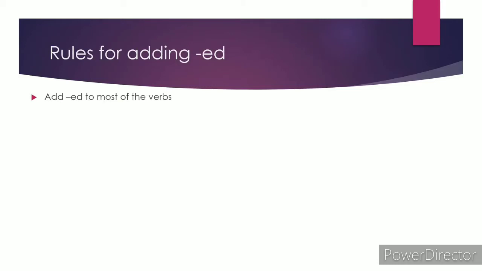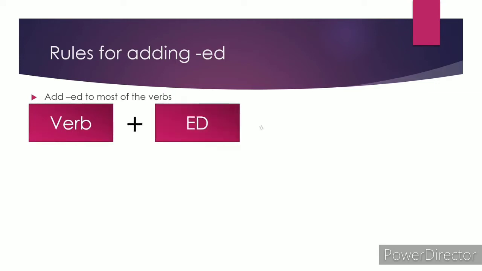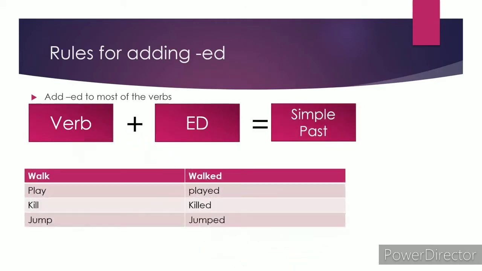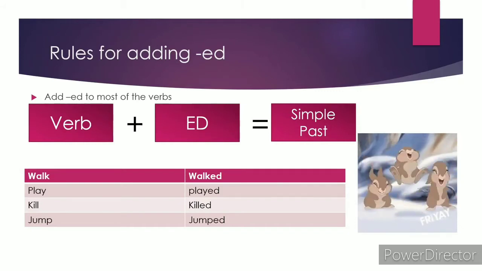What are the rules for adding ed? Add ed to most of the verbs. Verb plus ed will give us the simple past tense. Examples: walk, walked, play, played, kill, killed, jump, jumped. Oh, you see these little ones jumping.